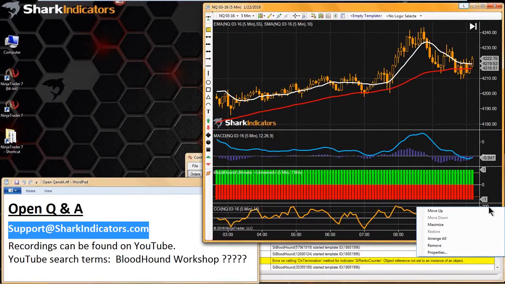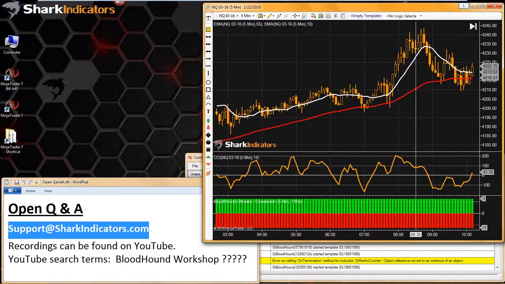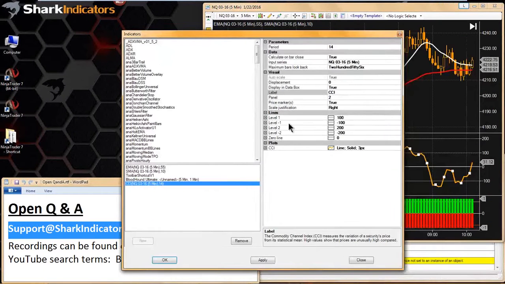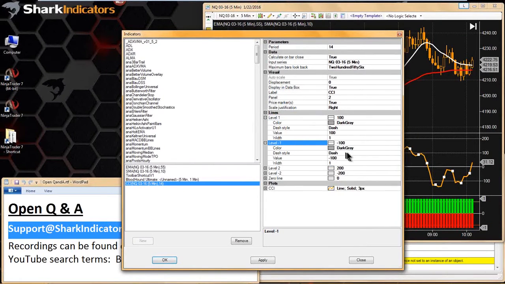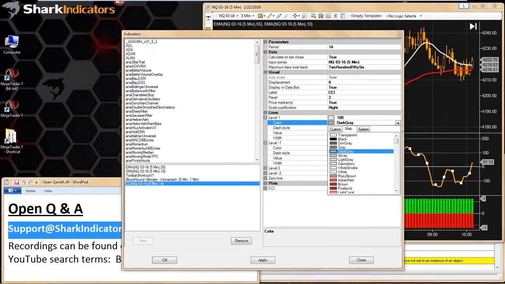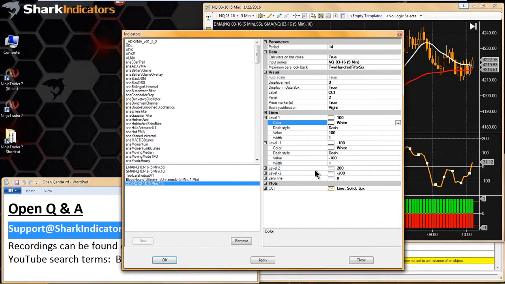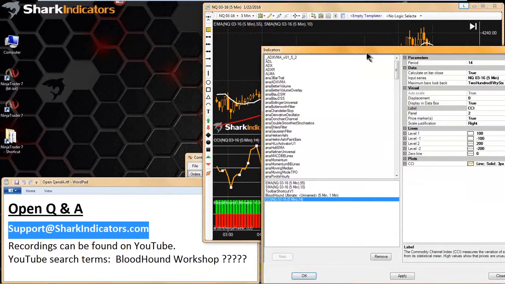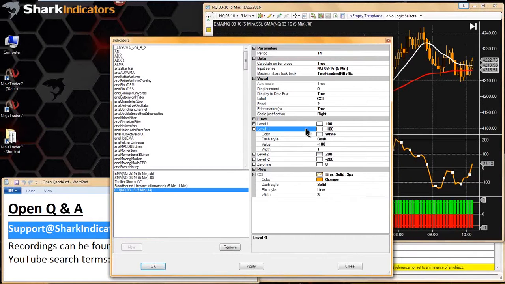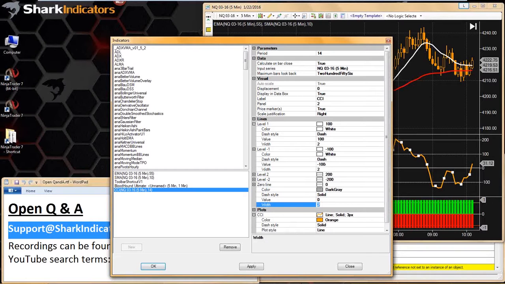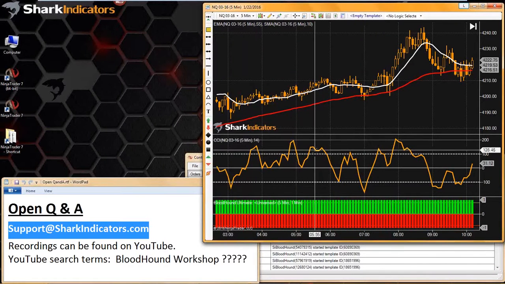Alright, so we've got the CCI on here. Let me make these 100 and negative 100 lines a little brighter so they stand out a little more. Okay, there we go.